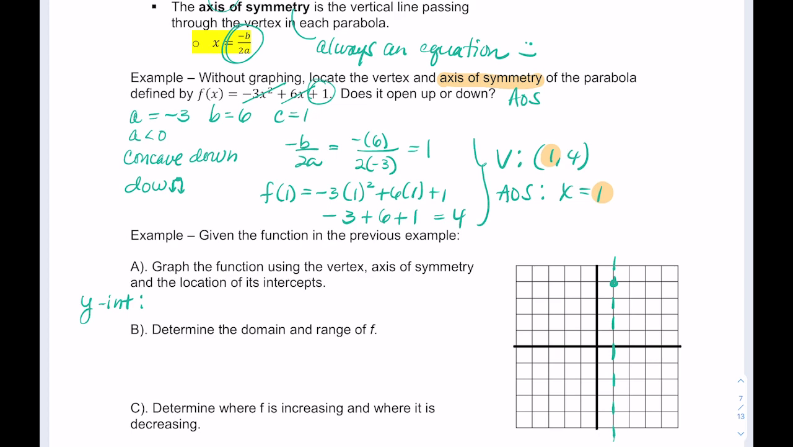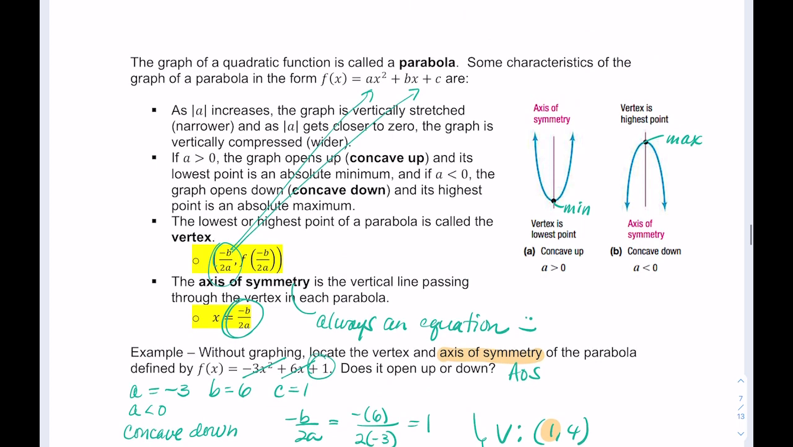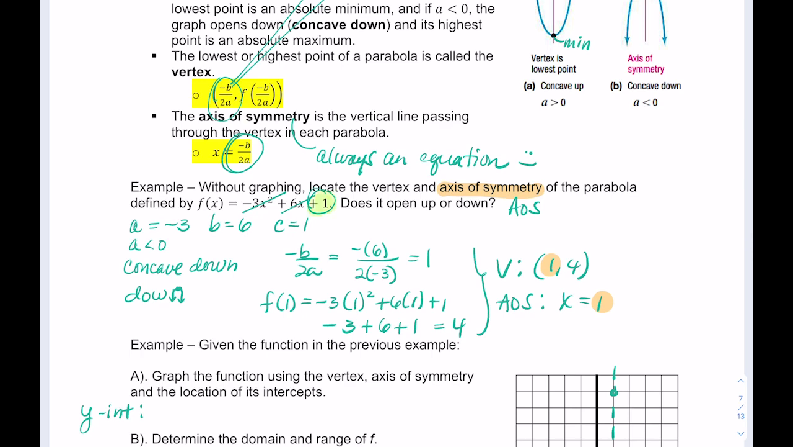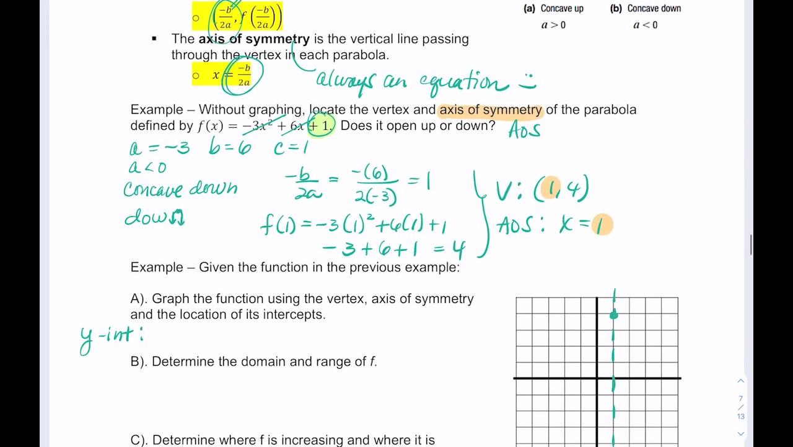So something important about c, which I'm going to add here, is that c is always your y-intercept. So here, the c value is 1. So 1 is my y-intercept, or (0, 1). Okay, so I'm going to put a dot on (0, 1). And what I need to do is reflect that point off the line. So if you were to fold across that line, you would end up with your other point right here. Same distance away, but on the other side.